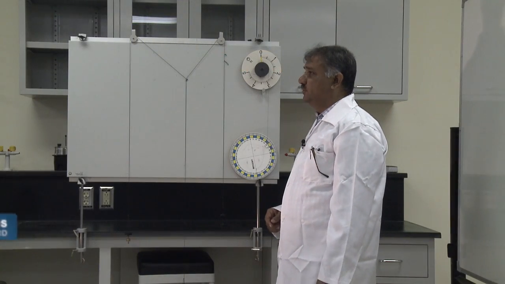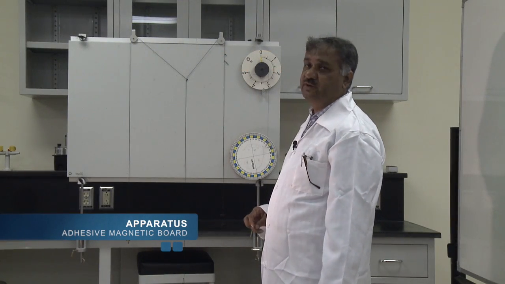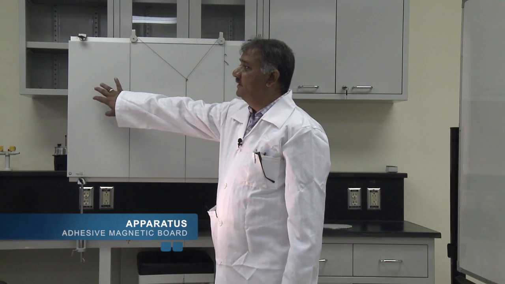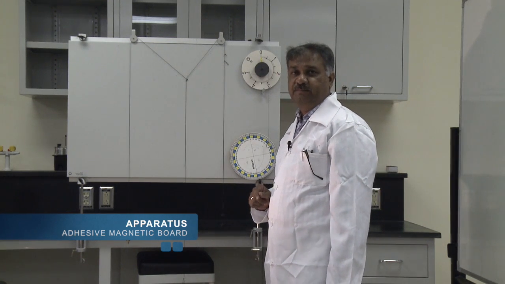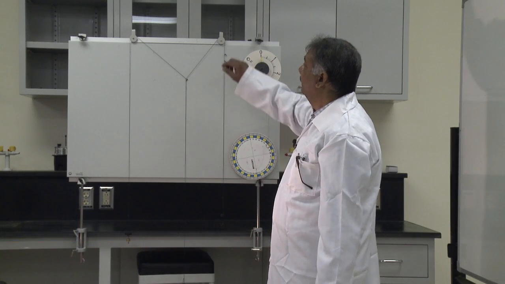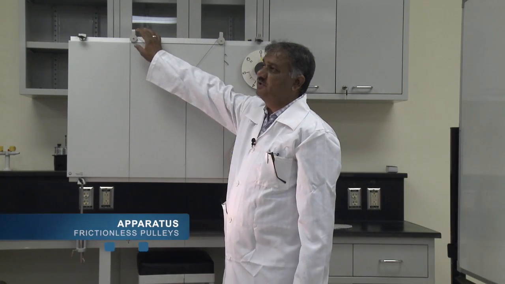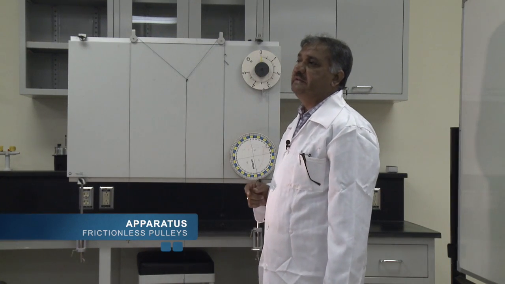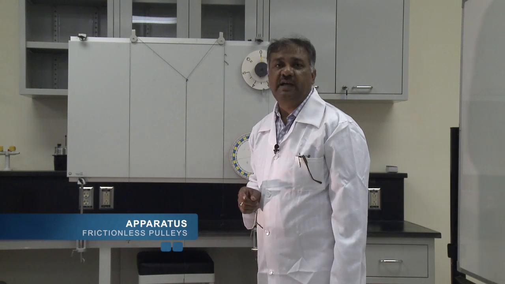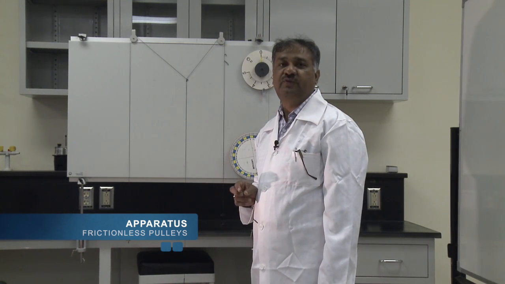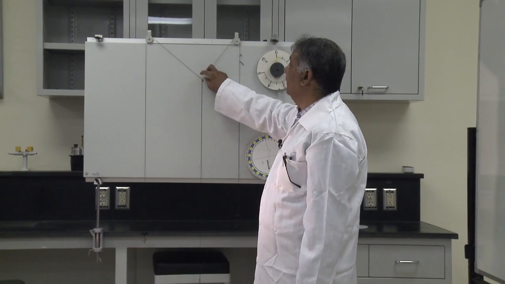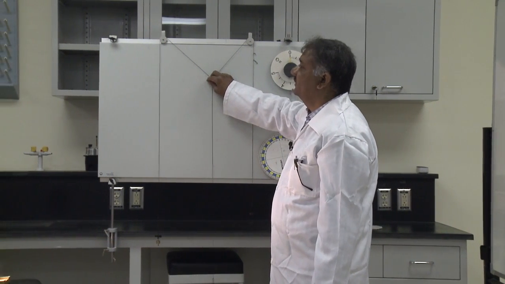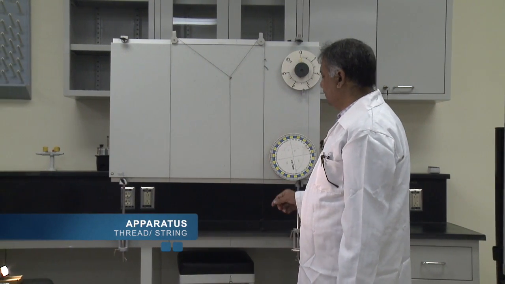Okay, gentlemen. So, here we have the apparatus which we are using in this experiment. This board is shown to you. This is the adhesive magnetic board, and then these 2 pulleys which are given to you. These 2 are frictionless pulleys which move very easily to balance the forces, and then we have given you this thread at whose ends you are going to hang the weights.